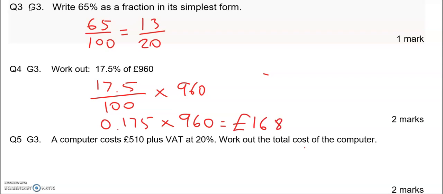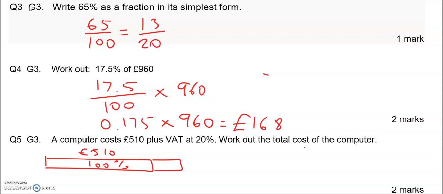In question number 5, we've got a computer costs £510 plus VAT at 20%. Work out the total cost of the computer. So if I try to represent the original price of the computer, which is £510, so that is the 100%. Then VAT is added on top, which is 20% of this. So this would be the same 20% as any 20% within the 100. So if I split this into 5, it'd give me 20%. So an extra 20% on top.